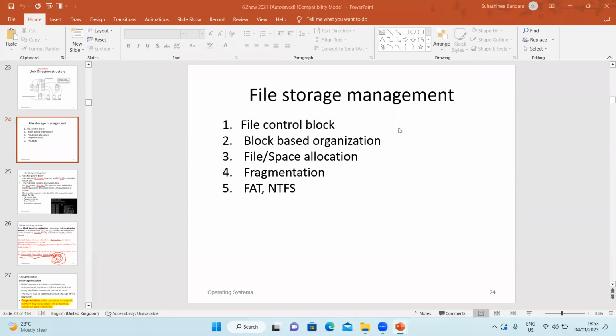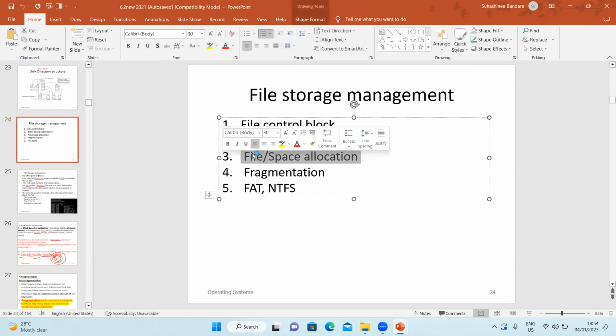So we have discussed file storage management: first the control block, then block-based organization also we have done. Then I skipped the third one, file space allocation, we didn't discuss. Then we discussed fragmentation, then file allocation table and NTFS we have already discussed. So today we are going to discuss the third one, that is file space allocation.